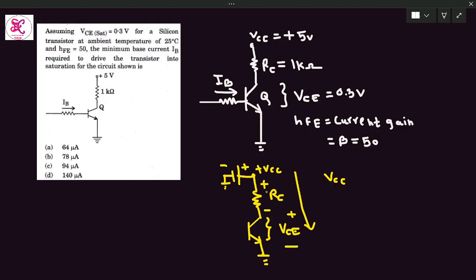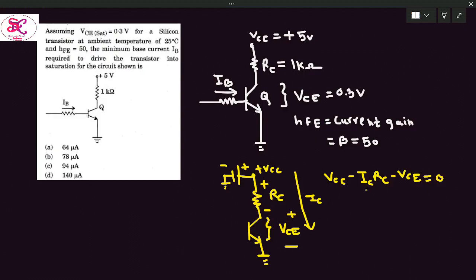So VCC, going ahead from plus to negative at RC, so this is minus. IC current is flowing through this branch, so IC RC. Then again plus minus going ahead in the calculation. The first terminal is positive, the second one is negative. So we have to consider the second terminal again negative, VCE, which is equal to 0.